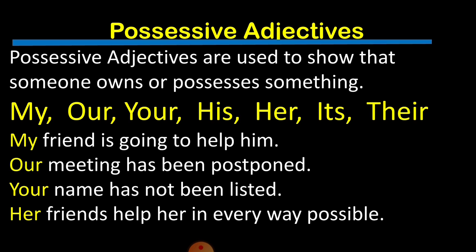For example, my friend is going to help him. Whose friend? My. So when you get the answer to your question, whose, then it is the possessive adjective. Our meeting. Whose meeting? Our meeting has been postponed. Your name. Whose name? Your name has not been listed. And whose friends? Her friends help her in every way possible. So when you get the answer to your question, whose, then they are the possessive adjectives.